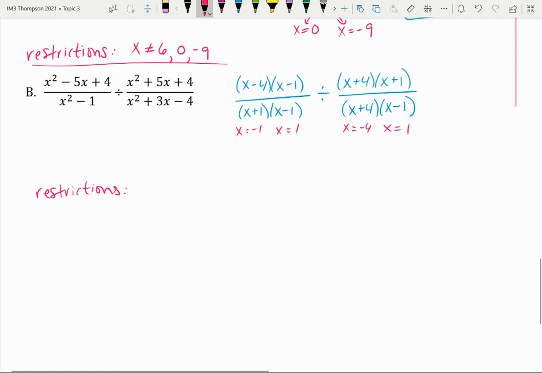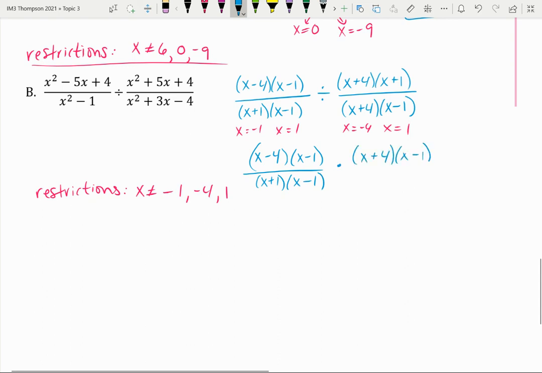Now, when you move forward and you look for the restrictions, you should get that x cannot be equal to -1, -4, and 1. You'll see 1 show up twice, but I don't need to list it twice. And then before simplifying, we're going to multiply by the reciprocal. Check for any new restriction.